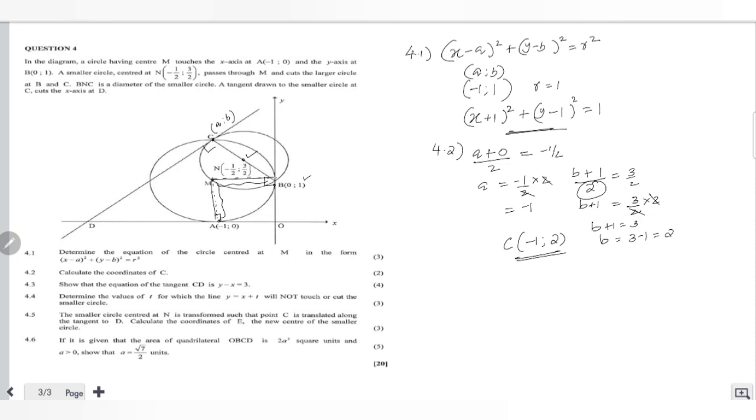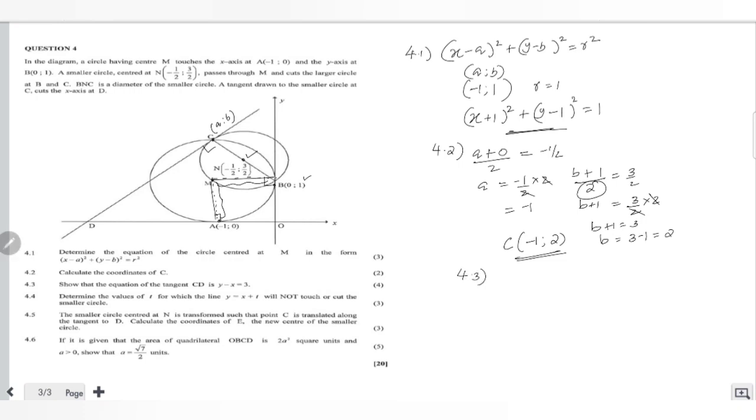So this kind of questions are sure questions, guys, try to understand, especially diameter. If one of the end points and the middle point is given, what is the other end point? Using the midpoint we can get it. Clear? Okay, now we can go to question number 4.3.